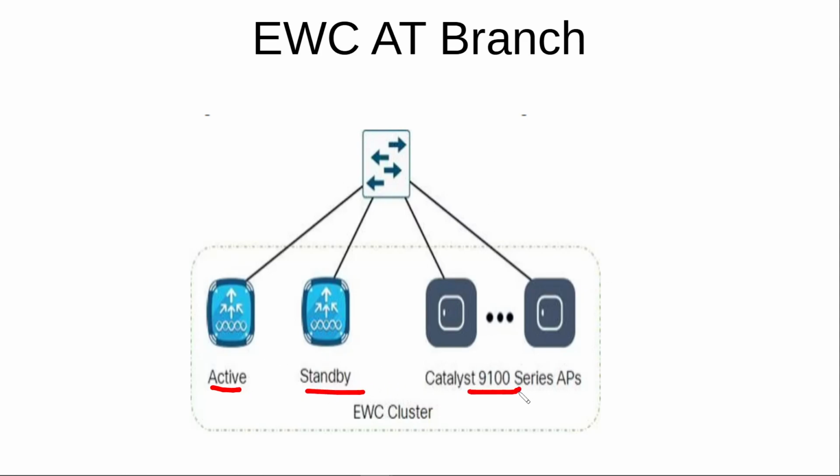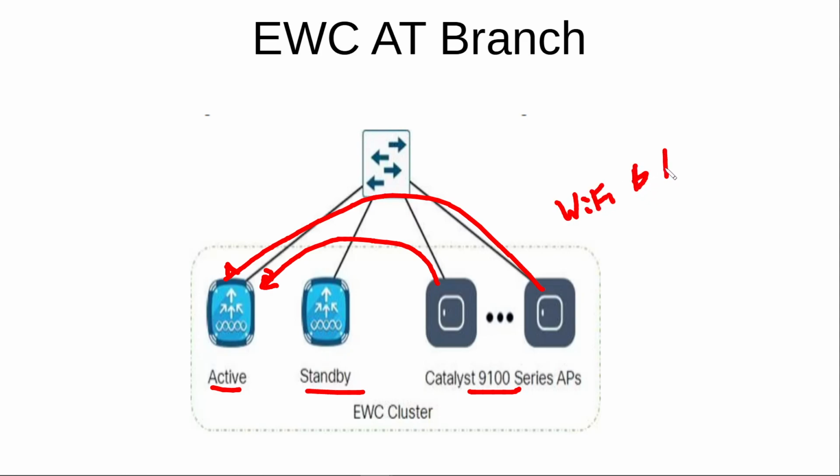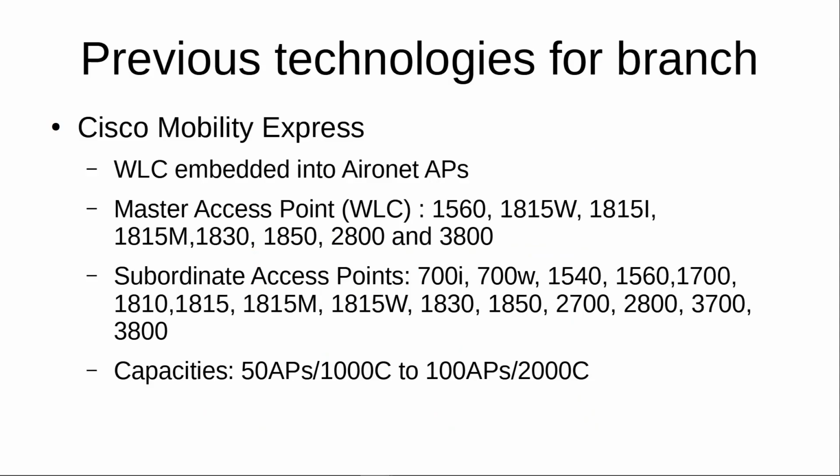So your Cisco Catalyst 9100 series of access points can be used as local wireless LAN controllers. And you can also use the older Wi-Fi 6 access points here as clients for these wireless LAN controllers. And just as a final note, the previous technology was known as Cisco Mobility Express, where you could embed a wireless LAN controller into your Aironet access points. This is just FYI. That's it.